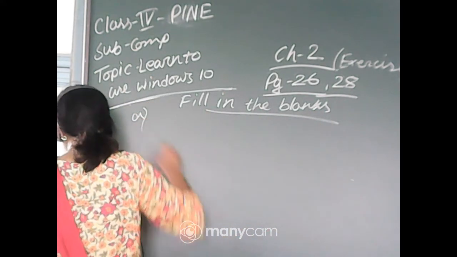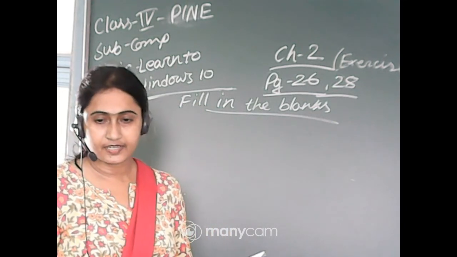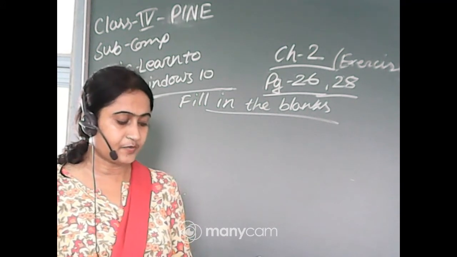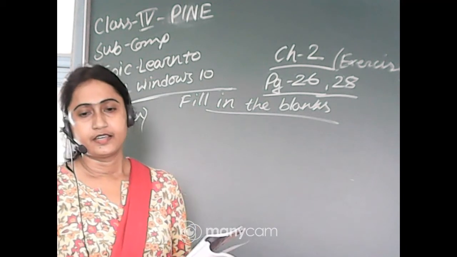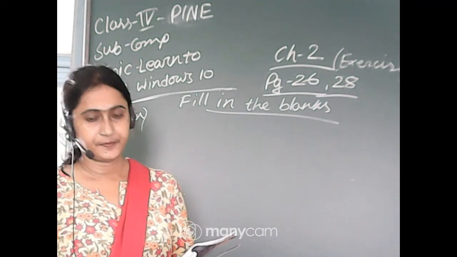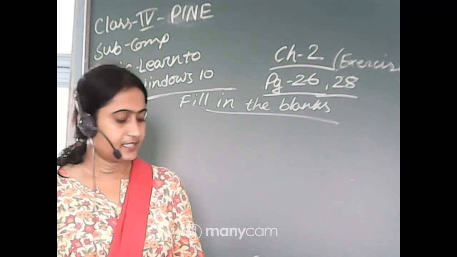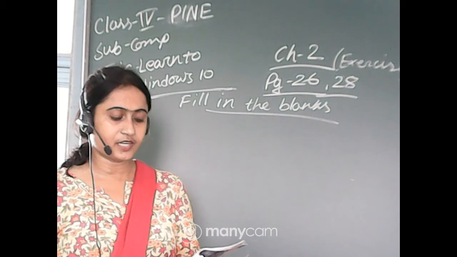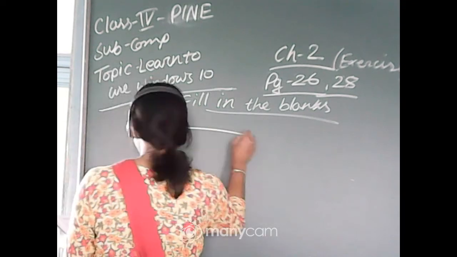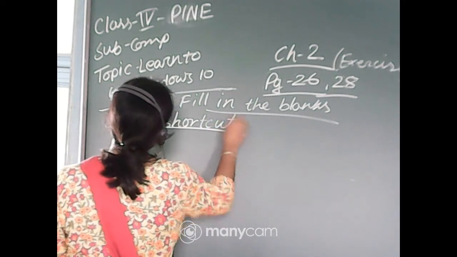Number A. Dash is an icon that provides an easy way to open a folder or a file. Reply to me, beta. No, beta, this is a shortcut. Shortcut is an icon that provides an easy way to open a folder or a file. Zerin, correct it. Number A, shortcut. S-H-O-R-T-C-U-T.